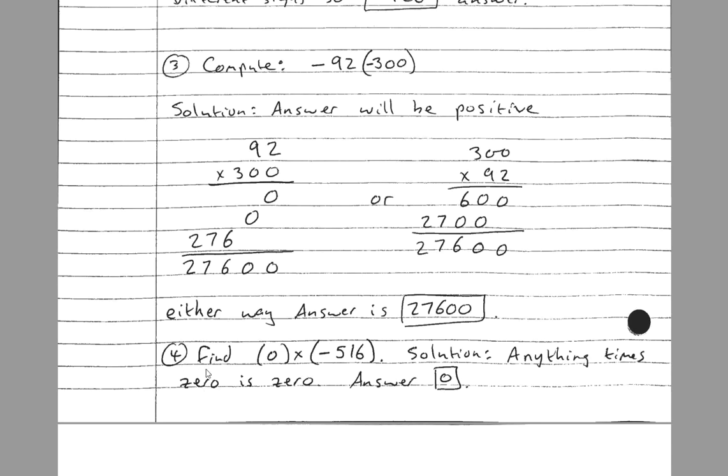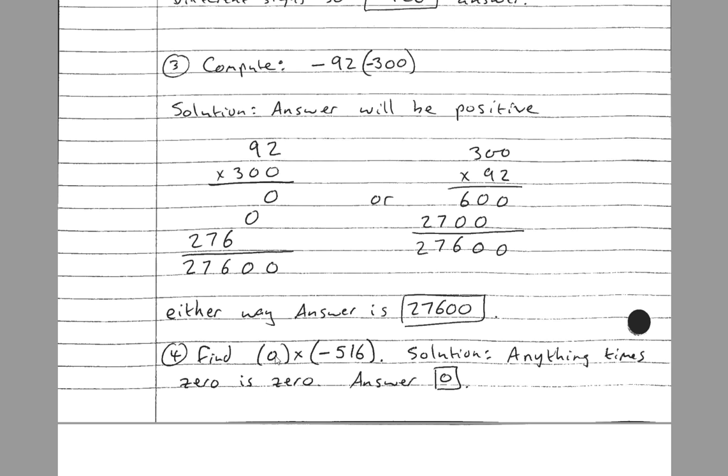Another example, 4. So here we have 0 times negative 516. So we're multiplying two numbers. Do they have the same sign or different signs? Well, 0 is a special case. 0 doesn't really have a sign. It's not positive or negative.